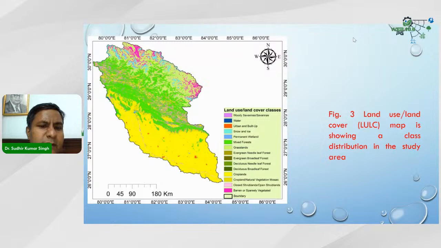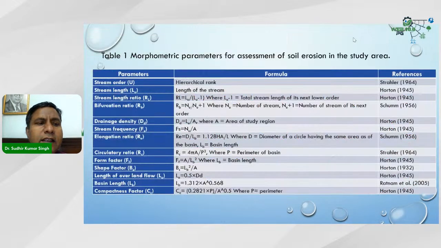This was the LULC map of the area we have considered. This map was basically generated by MODIS. We downloaded the sensor data and somehow modified it. Then, as I told you, there are a number of morphometric parameters, but we have considered these morphometric parameters to know the morphology of the river, actually.